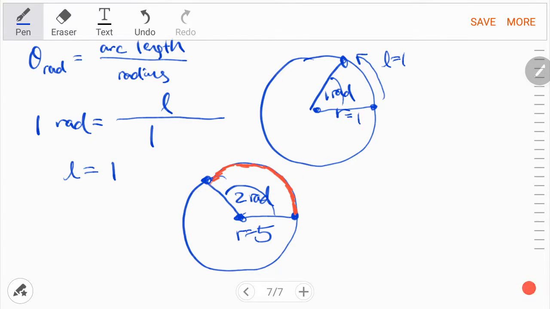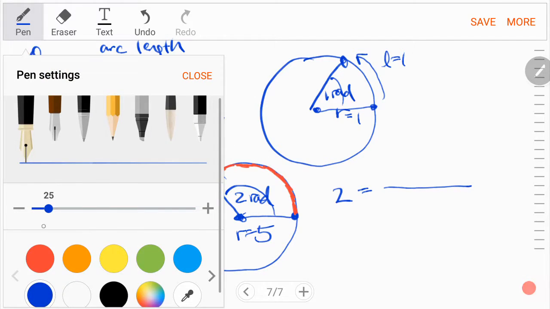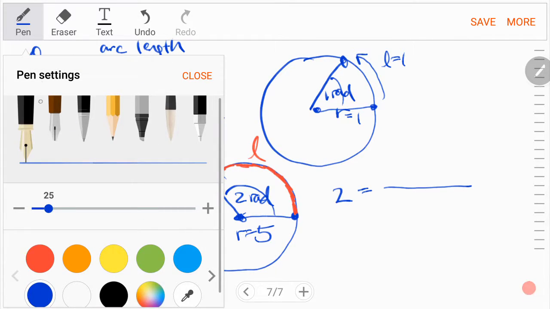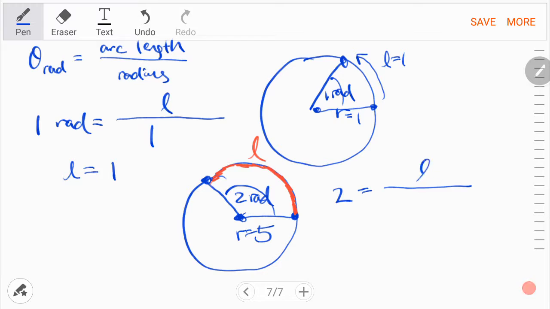I know my angle. My angle is 2 radians. My 2 radians is equal to, I don't know what my arc length is, so let's say L, over my radius. I need to find L, the unknown, the distance that I've just covered. And I know that my radius is 5. So there you go. My L is simply 10, maybe 10 cm long or 10 units long.